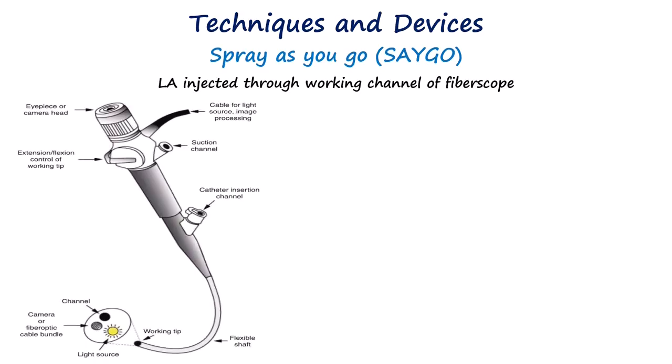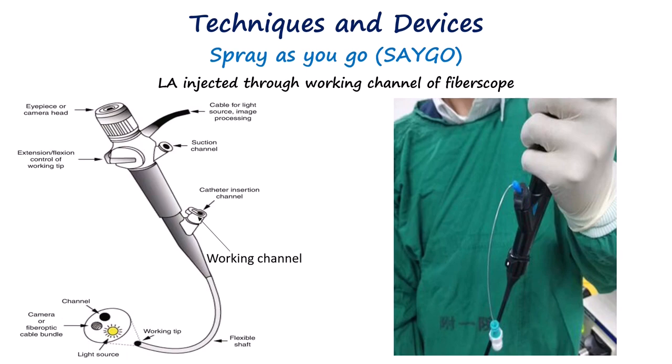For deeper structures like vocal cord and trachea, we can make use of fibroscope's working channel. This method is called spray-as-you-go technique. Through the working channel, a small amount of lidocaine can be delivered directly onto the vocal cord through a small tubing like epidural catheter. As the scope advances, local anesthetics can be deposited into the trachea.